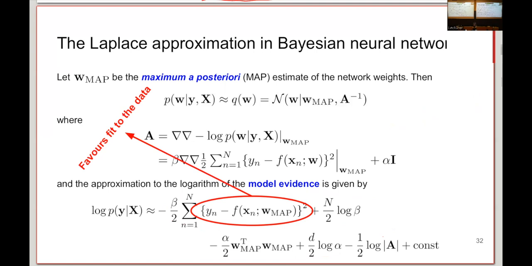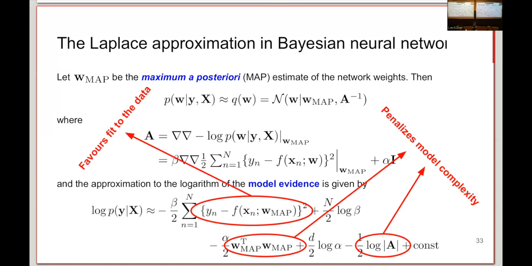When you look at this approximation of the model evidence, you have this term that favors the fit of the data, and you have these other terms that penalize complexity. So this favors our neural network making small errors in the predictions. This favors the neural network having small values for the weights, which favors the output of the network being more smooth. And then this term looks at the curvature of the posterior, and it favors solutions where the posterior is more flat.